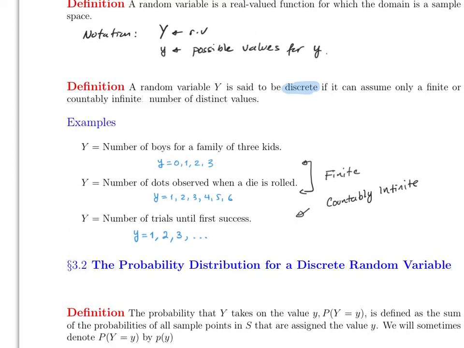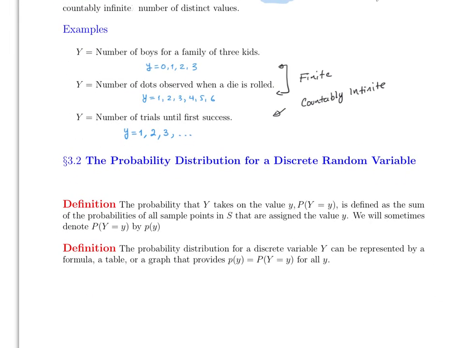Now, every random variable must have a corresponding probability distribution. In fact, you cannot have a random variable without a probability distribution. And if you have a probability distribution, it has to belong to a random variable. Okay, so let's look at the formal definition.